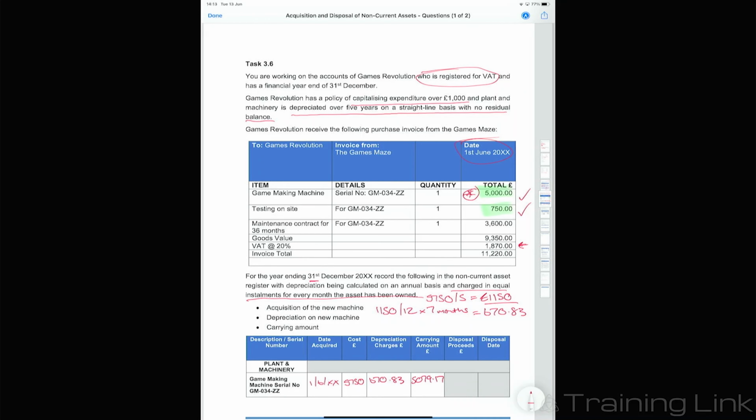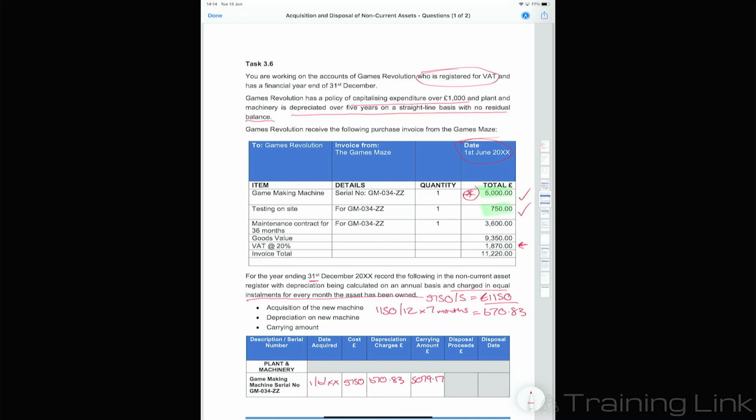Do look out for the policies that are given to you in the scenario. Okay. Sometimes you may be working with what we've got here, where depreciation is charged in equal installments for every month the asset is owned. Sometimes you can get a full year charged in the year of acquisition, or maybe no depreciation is charged in the year of acquisition, and then it may be the same at the opposite end where no depreciation is charged in the year of disposal.